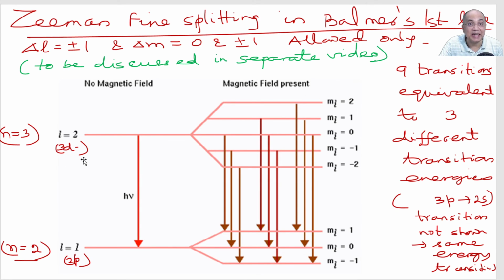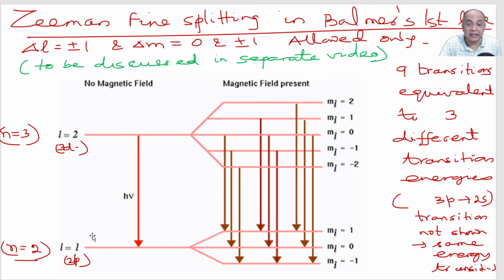Supposing this is 3D, you know l equals 2 means d. So this is the third shell, d subshell, and it has 5 orbitals represented by magnetic quantum number -2 to +2. Similarly, 2p has 3 orbitals, px, py, pz, represented by 1, 0, -1, right? So these transitions will be taking place, and these orbitals will be degenerate, but in an external magnetic field, they will become non-degenerate.